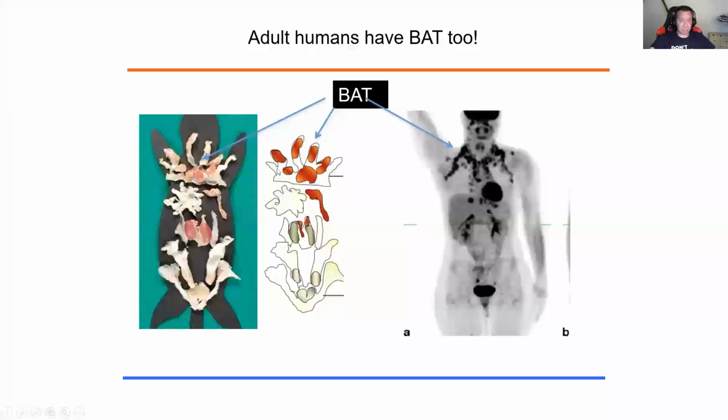In mice, the largest single depot is located between the shoulder blades, the interscapular region. In the human, the largest depots of BAT are located in the subclavicular region and about here.